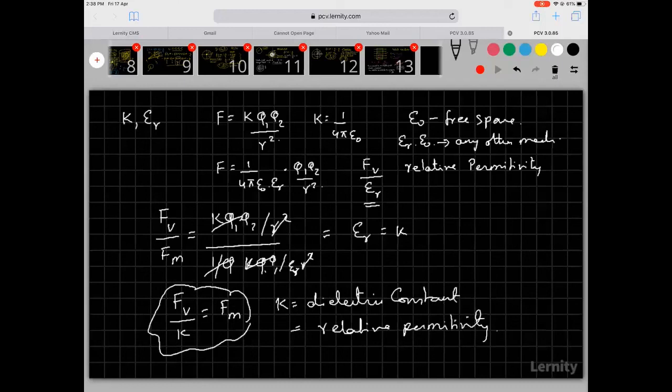Please make notes so that you are able to understand. The definition of relative permittivity is the ratio of the force in vacuum to the force in any medium, or force in vacuum by a constant is equal to force in any medium. Now, first you make a note. I'll wait for a second. You guys make a note, and then we will move.